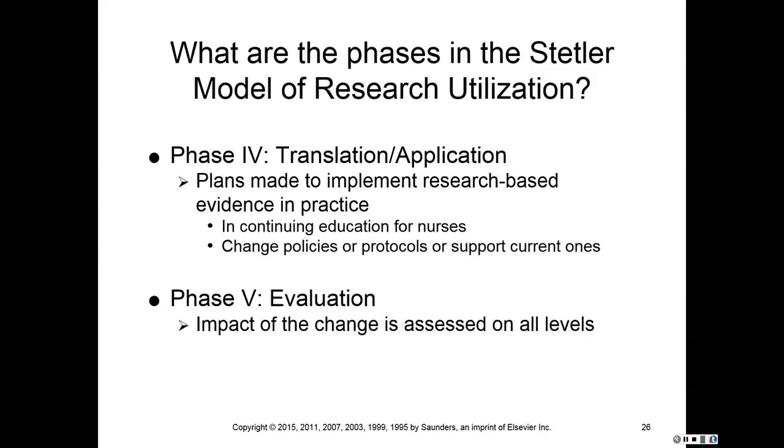Phase 4 is translation or application. Plans are made to implement research-based evidence in practice. And they do that through continuing education for nurses on unit. And it may lead to changing policies or protocols, or garnering further support for current policies or protocols. And phase 5 is evaluation. The impact of the change would have to be assessed on all levels: patient, staff, agency.